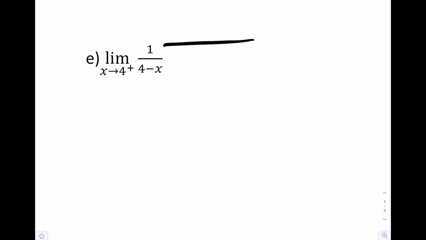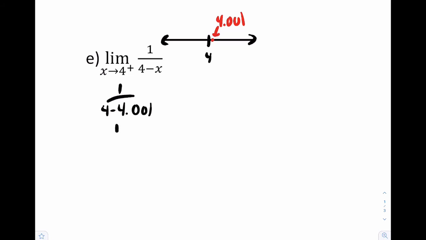So 4 plus, so definitely a brute force method here. There's 4. We're going to approach it from the right. So that's 4.001. Let's plug it in. So that would be 1 over 4 minus 4.001. That's 1 over negative 0.001, which is once again negative infinity.